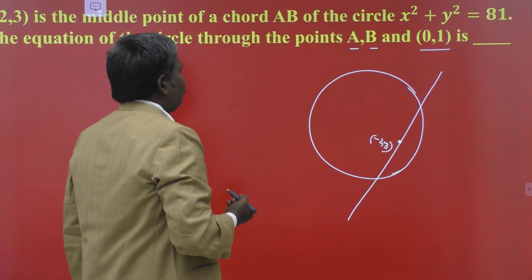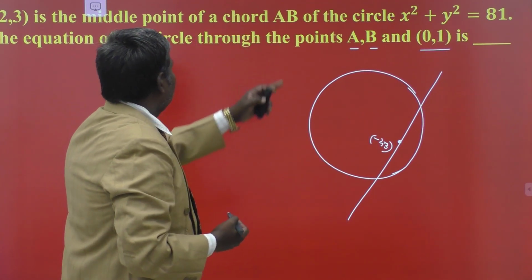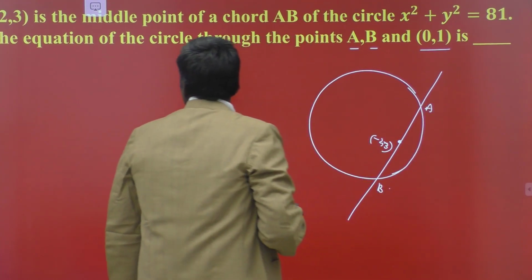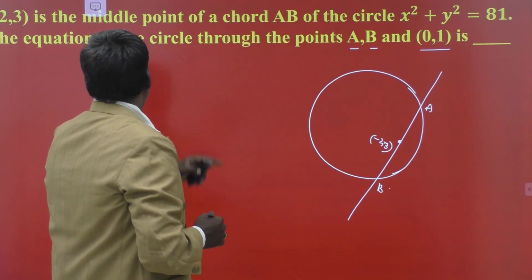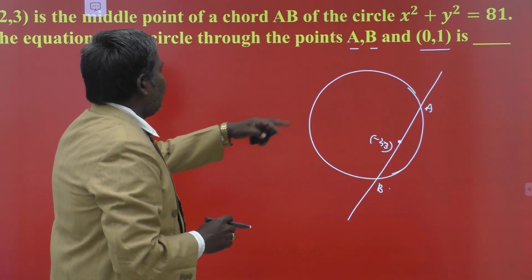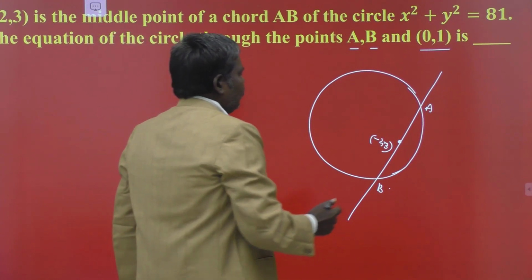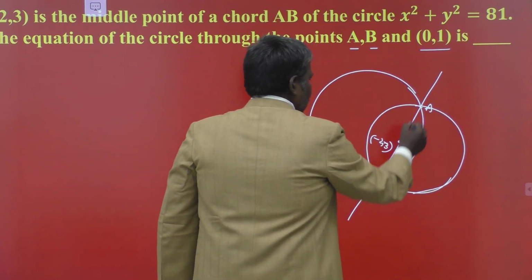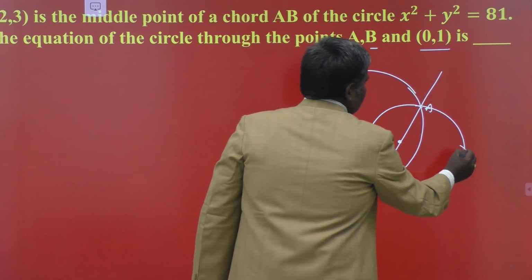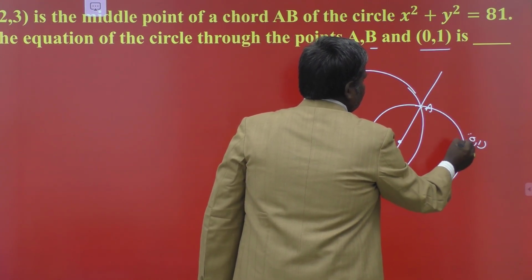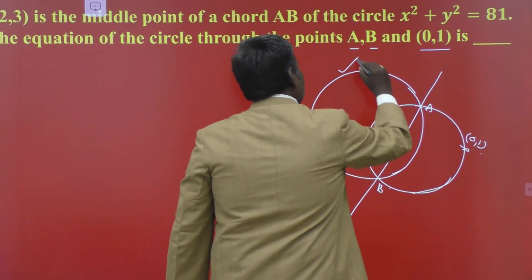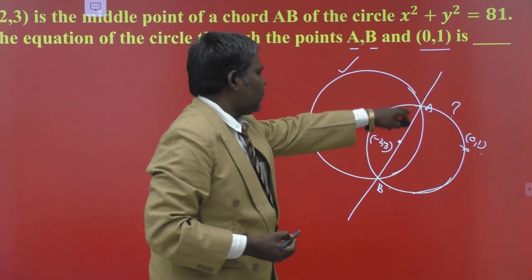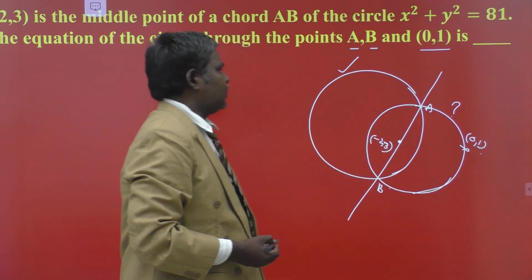This is the midpoint of the chord AB of the circle x square plus y square equals 81. Now we have to find the equation of the circle through the points A and B and also (0, 1). So you have to find the equation of another circle passing through A, B and also the point (0, 1). This is the question, so this is given to you. You have to find the equation of the circle passing through the two points and also (0, 1).